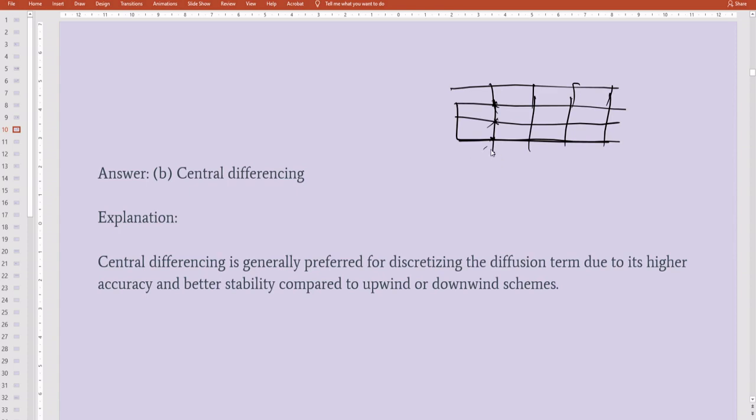So either we should go for an implicit application of boundary condition or explicit application of boundary condition. So either we can use upwind scheme or downwind scheme, or we can go to some other methods. So apart from the boundary nodes, we will be using central differencing for the diffusion terms.